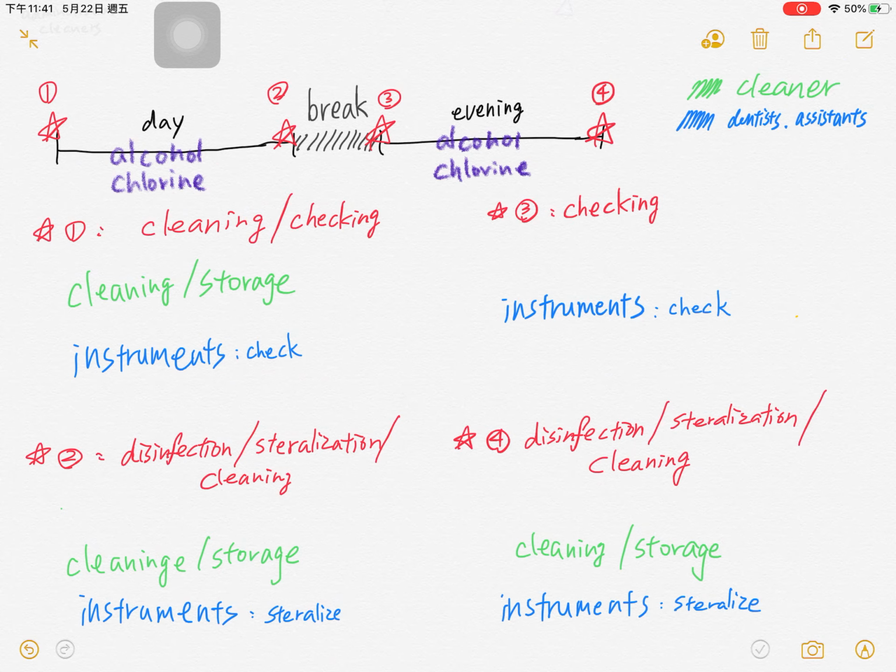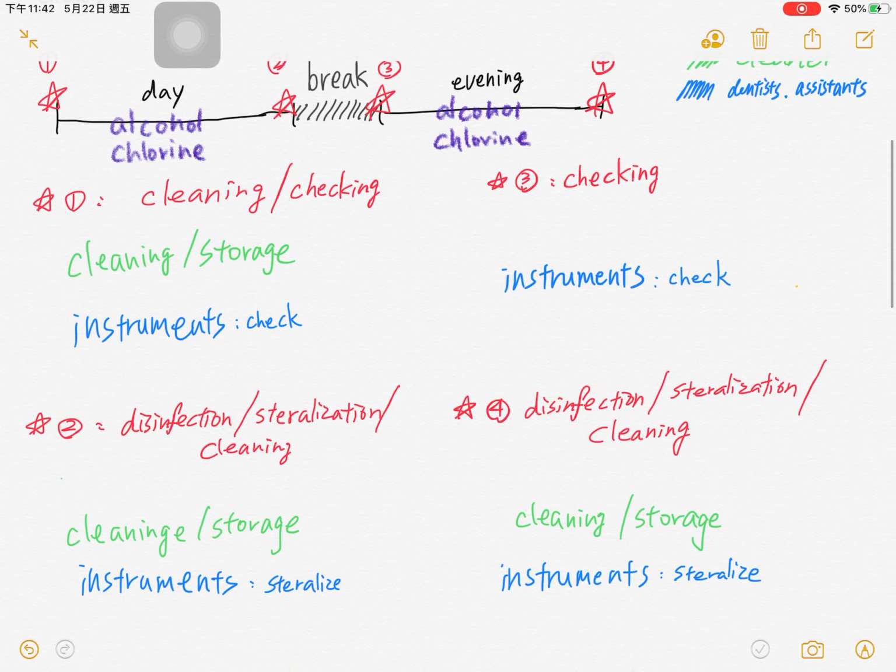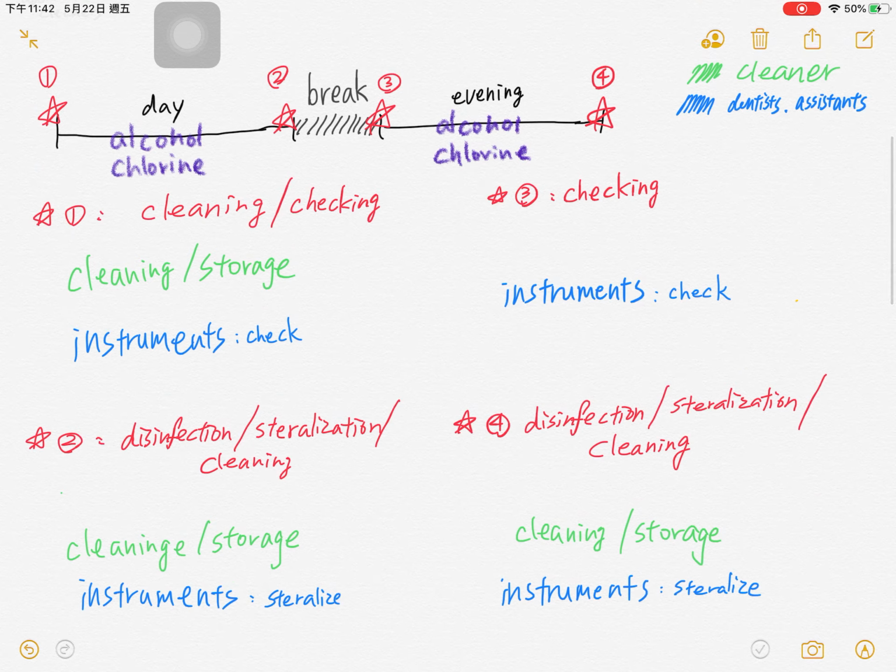Under the graph, I already divided it into 4 different areas. Beneath these areas, you can see there are basically repeating things for these people to do. For example, for the cleaners, the things they have to do are cleaning and storing. For the dentists and assistants, it's their job to make sure that all the instruments are already disinfected and sterilized before the patient comes into the clinic.